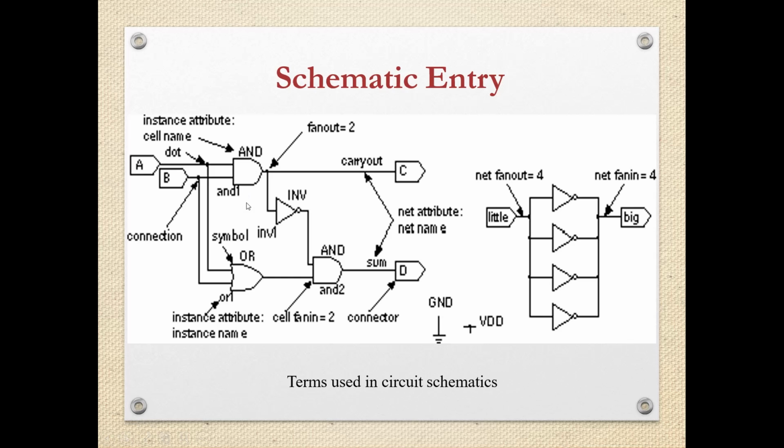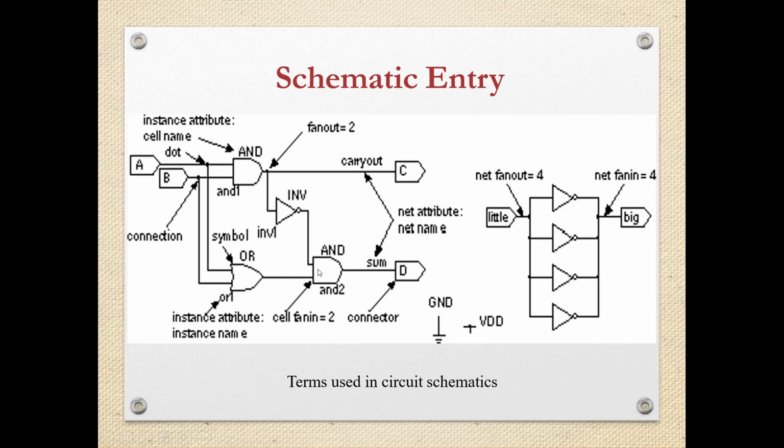again you can see there is one instance name. The instance name for this particular gate is AND1. For a similar type of another gate, the instance name given is AND2. So likewise, if there are more AND gates, then the number will increase from AND2 to AND3, AND4, AND5 like that.